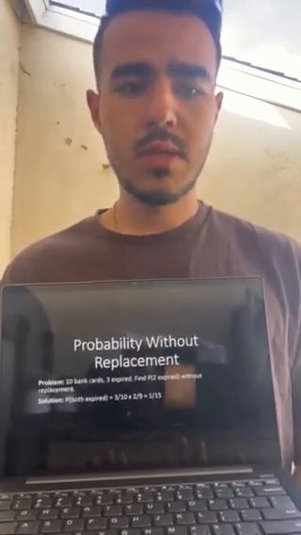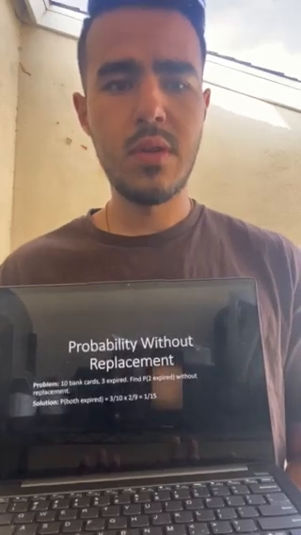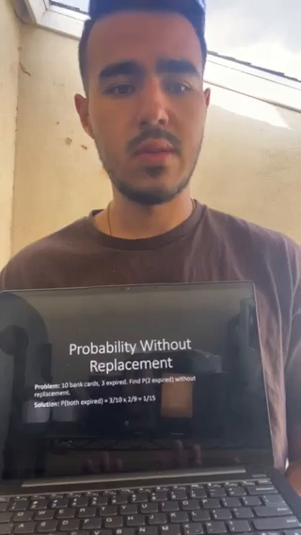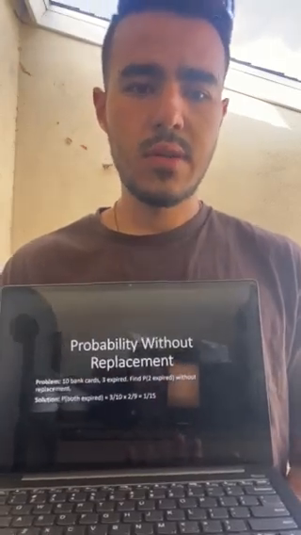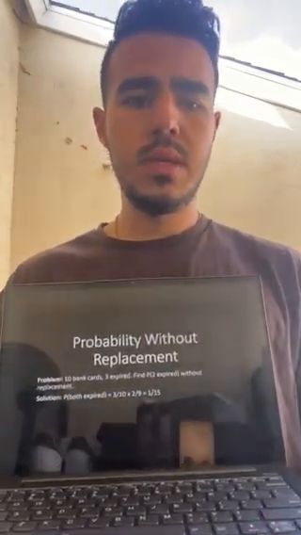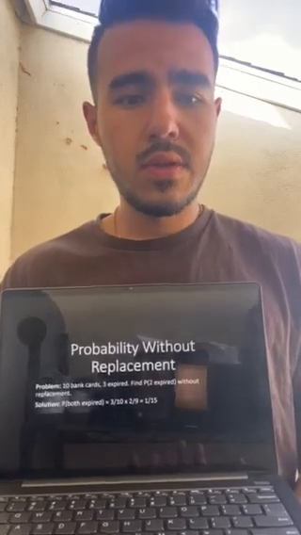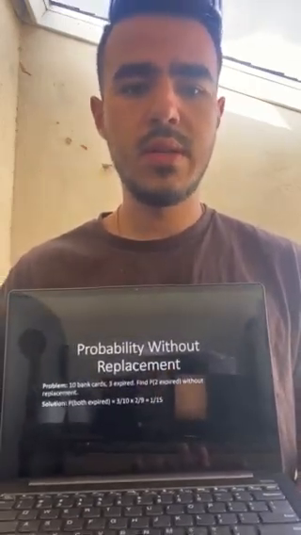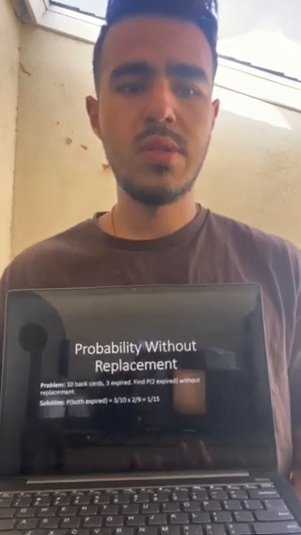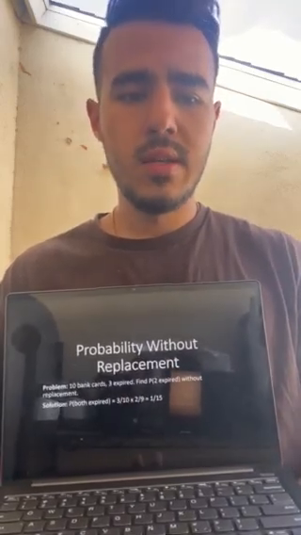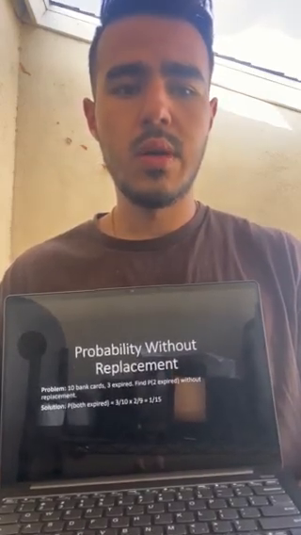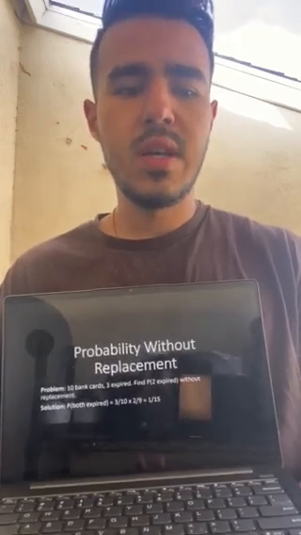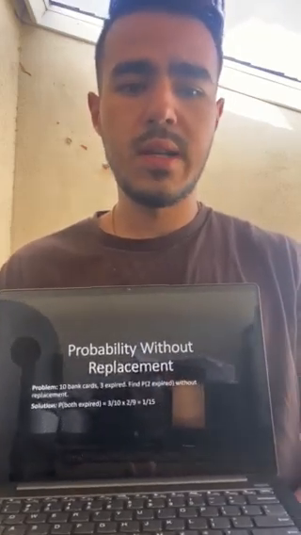The probability of the first card being expired is 3 out of 10, because there are 3 expired cards out of 10 total cards. If the first card is expired, there are now 2 expired cards left, so the probability that the second is expired, given that the first one expired, is 2 out of 9. We multiply these two probabilities together to get the final probability, which is 3 over 10 times 2 over 9, equaling 1 over 15. This means there is a 1 in 15 chance of both cards being expired if selected without replacement.